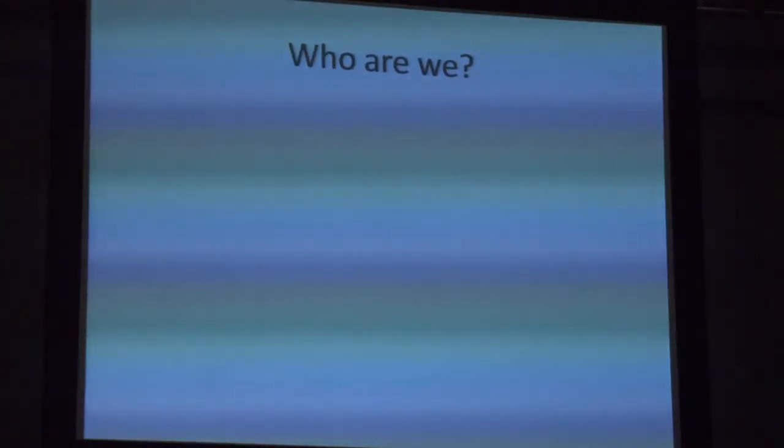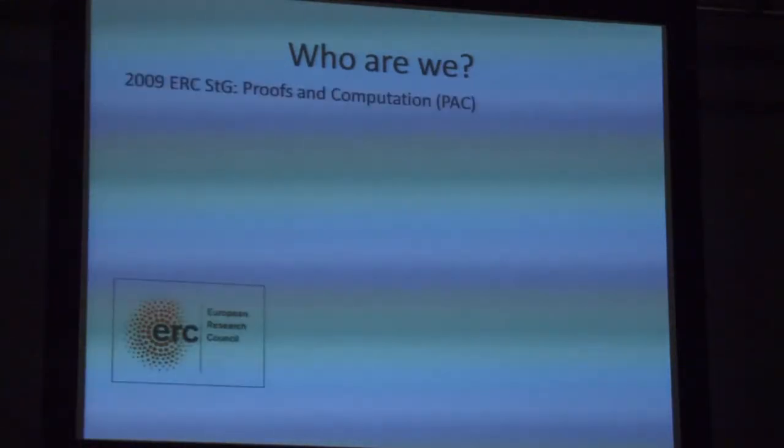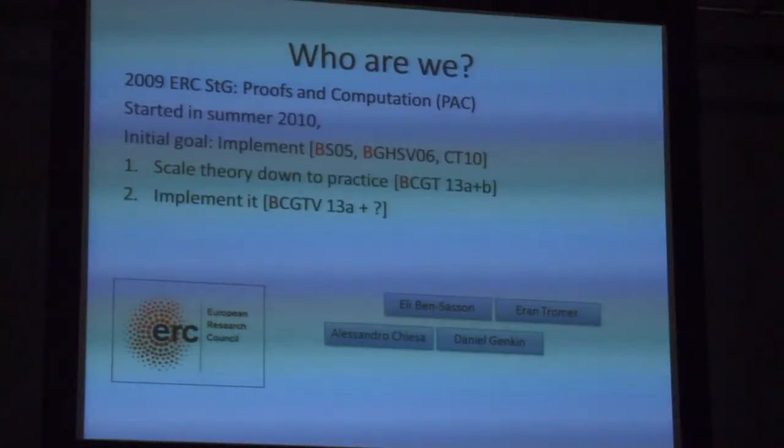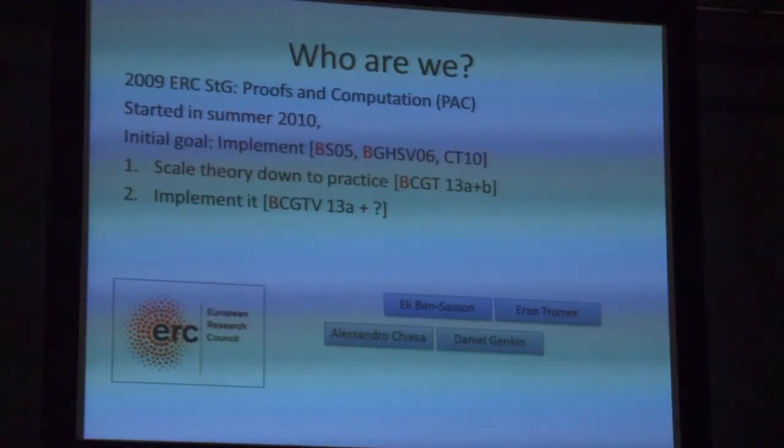Before I tell you a little bit how the system actually looks and works, let me tell you who we are. It's not myself. We have a pretty big team. It started with a very nice grant that I received from the European Research Council in 2009. And we used this grant together with my co-leader, Professor Eran Tromer from Tel Aviv University. We started to implement it in the summer of 2010. And the first thing was to scale this lofty theory down to practice. That led to a number of publications, again, available. And we did some work there. And now, over the years, we started to implement it.